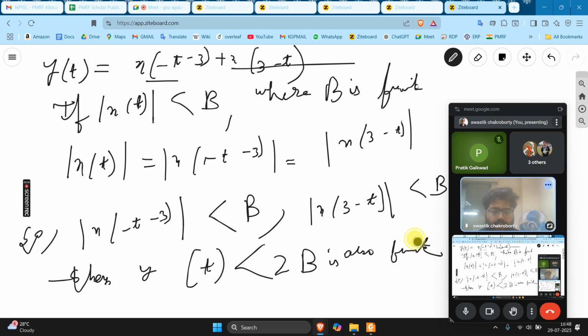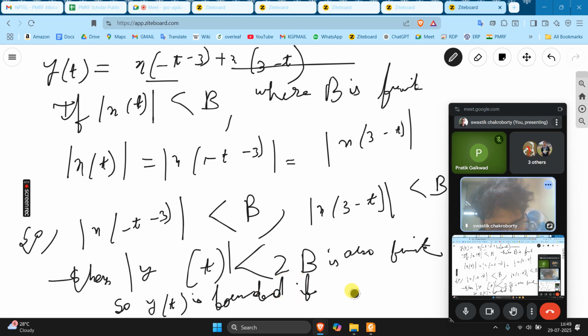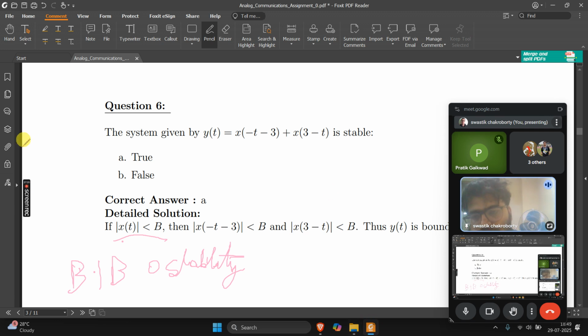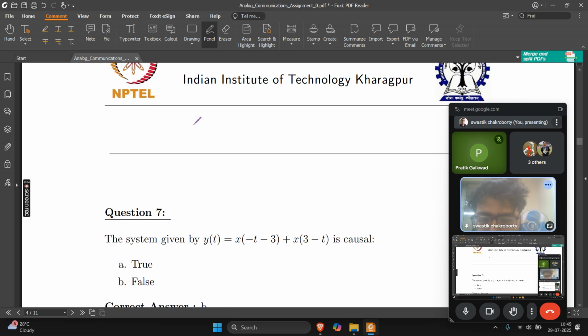So y(t) is bounded if x(t) is bounded. This is called BIBO stability. If you give a finite input, you will get a finite response. This guarantee is called a stable system. So the correct answer is option A. Now we have to go to causality.